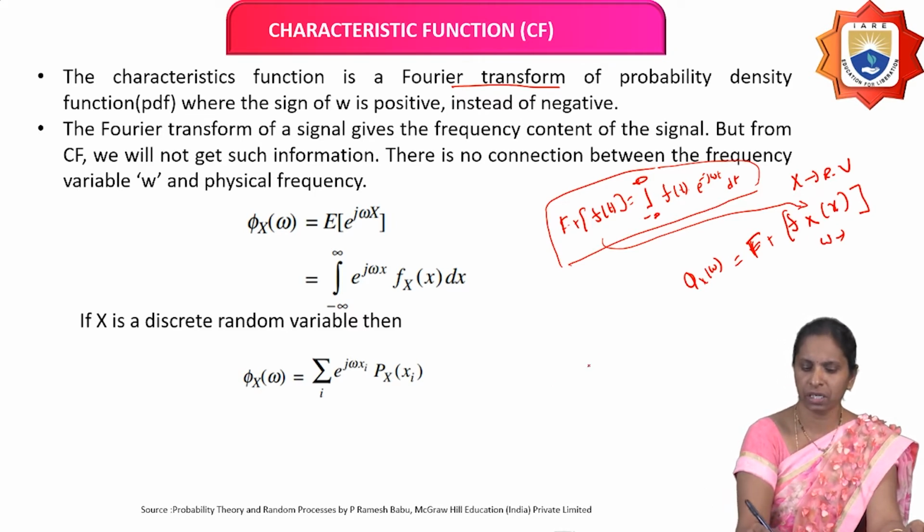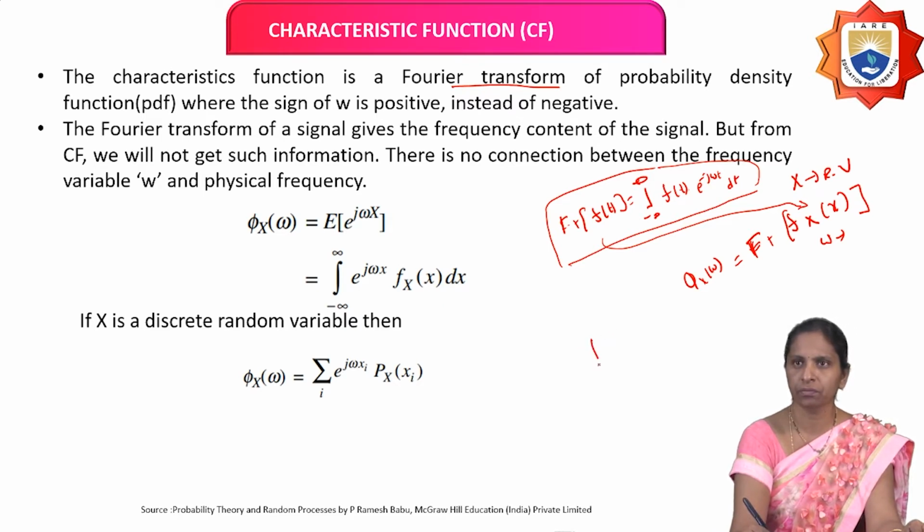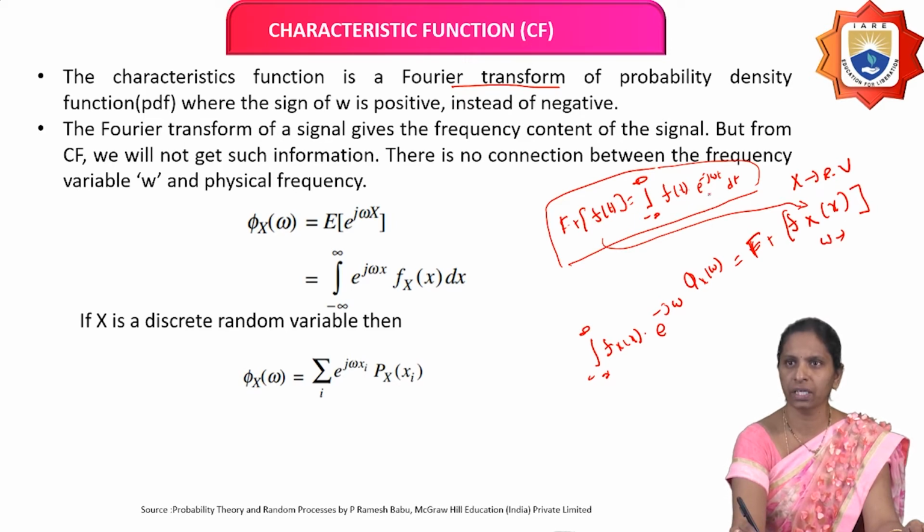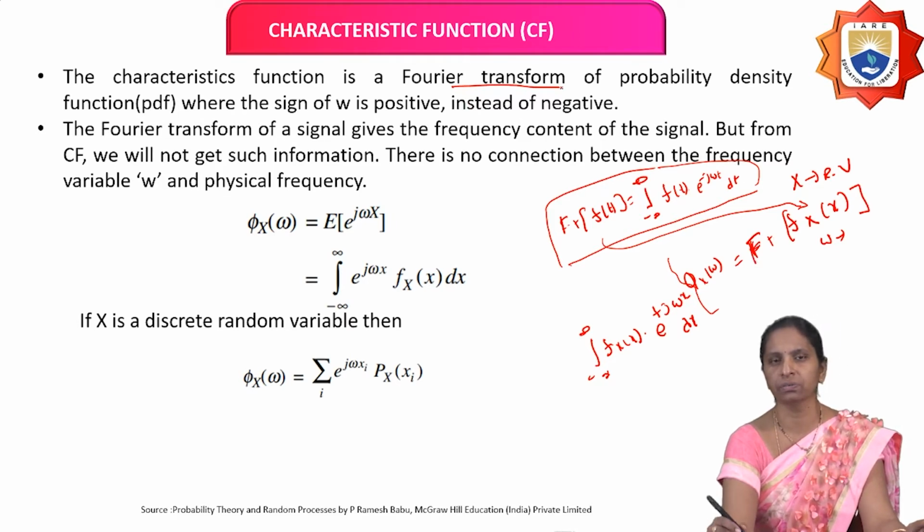So, the Fourier transform is nothing but the integration from minus infinity, in place of f of t, of the probability density function. Therefore, this function fx of x into e power minus j omega. Here, the signal is a function of t, that's why you integrate with respect to t. Now, here the probability density function is a function of x, so you write e power minus j omega x dx. But in place of minus omega, here we take plus omega for the characteristic function. So, this is the formula for calculating the characteristic function of any random variable.